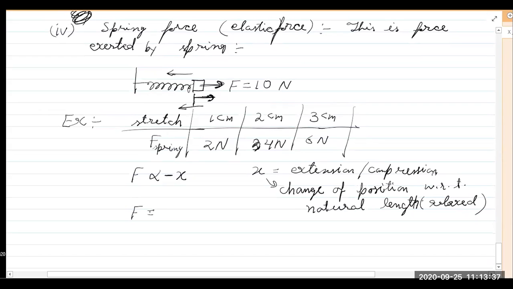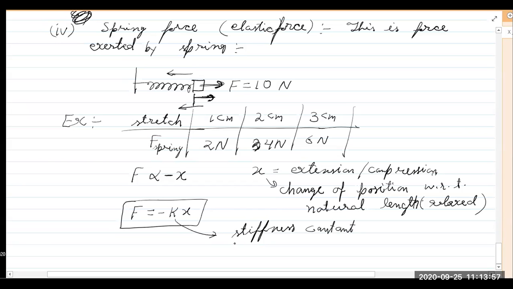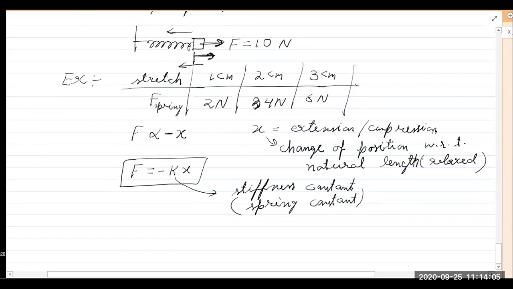And if we remove the proportionality sign, we can write it like F equal to minus Kx. So this is the relation for spring force and the extension or compression in the spring. Now what is this K? This K is called the stiffness constant, also called the spring constant. So this is the name of this quantity K.